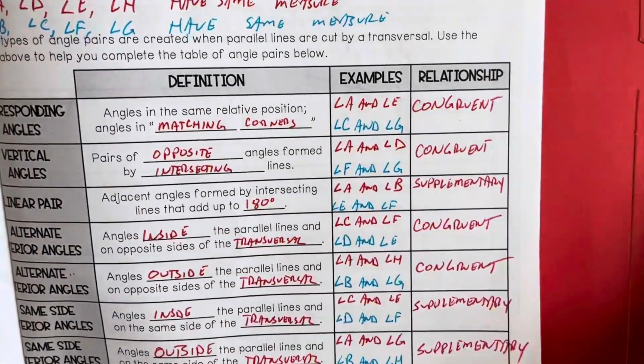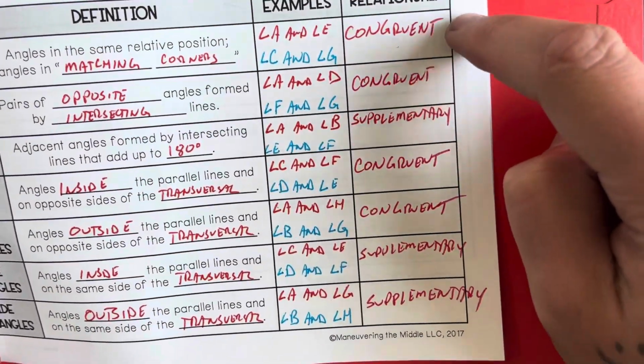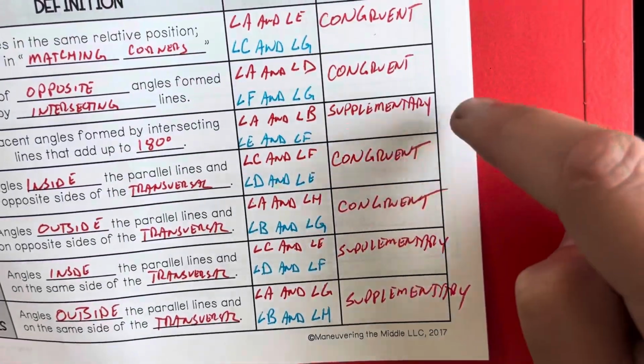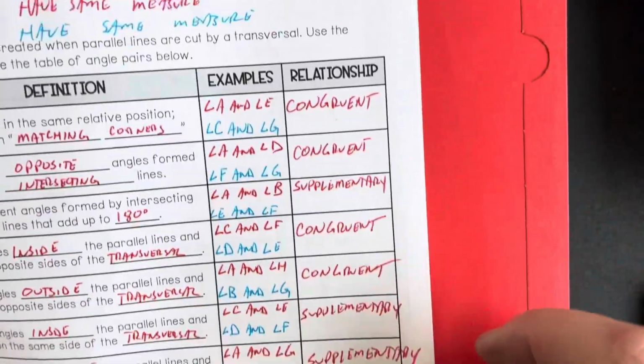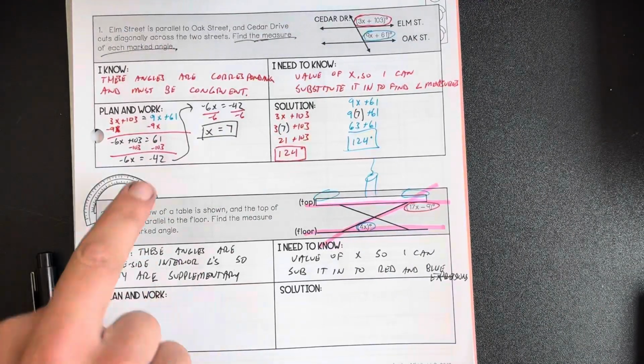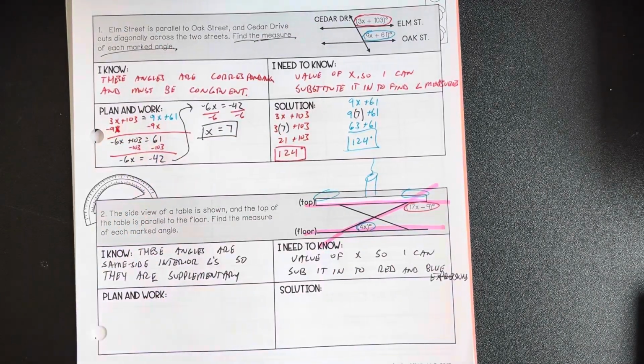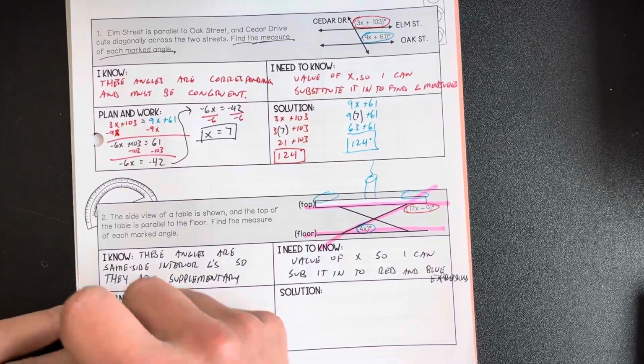Again, notice in this chart, all the relationships are either congruent or supplementary. So we have to pay attention to whether they're congruent or supplementary. If they're congruent, set them equal to each other like we did in number 1. If they are supplementary, don't set them equal. We add them together and set them equal to 180.